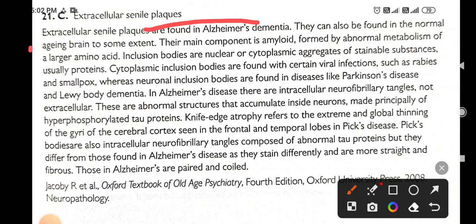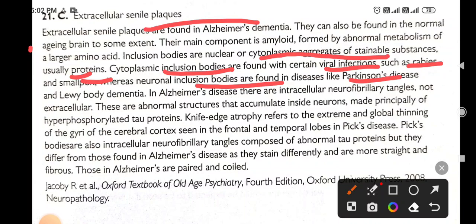Amyloid is formed by abnormal metabolism. Amino acid inclusion bodies or cytoplasmic aggregates are in substance, usually proteins. Cytoplasmic inclusion bodies are found in some viral infections such as rabies and smallpox. Neuronal inclusion bodies are found in Parkinson disease and Lewy body dementia.